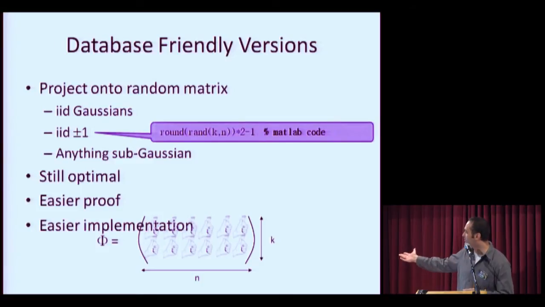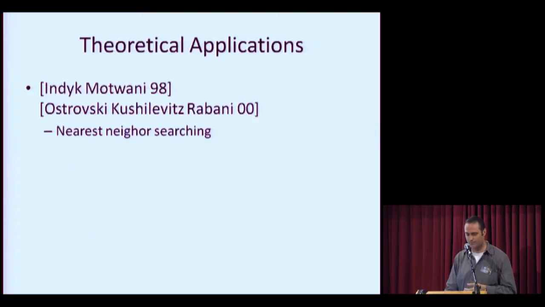And for example, here's a MATLAB code that will give you a matrix full of random plus minus ones. Okay, so that's just one row. Okay, so this slide is about applications, but I'm writing theoretical applications because there's also practical applications. It's a bit of an oxymoron, but I think I'll say something about this in a second.